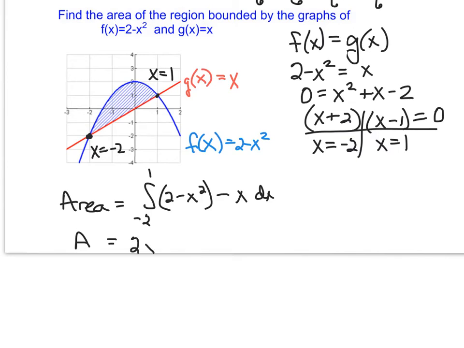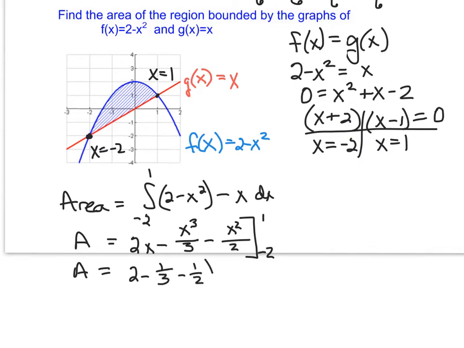So that's going to be a 2x minus x cubed over 3 minus x squared over 2. We're going to evaluate at 1 and at negative 2. So I get, when I substitute 1 in, I'm going to have a 2 minus 1/3 minus 1/2. Now I need to substitute negative 2 in, so that's going to give me a negative 4 minus negative 8/3 minus 2.